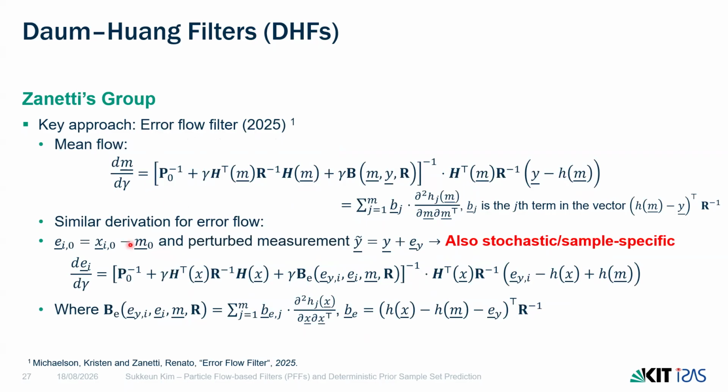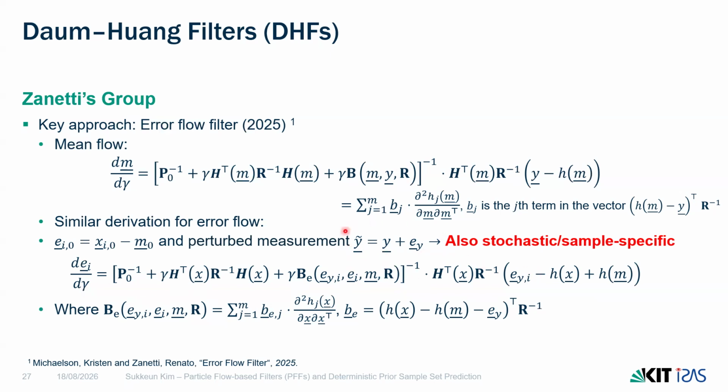Likewise, we define the error flow. As you can see here, the error is defined as the particle minus the mean, so the difference between each sample and the mean is the error. Then de over d gamma is the change of this error, not of the exact samples, with respect to the change of gamma, and it is given like this.